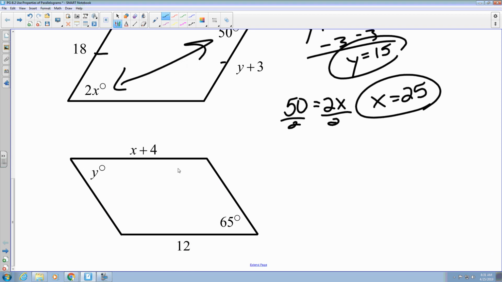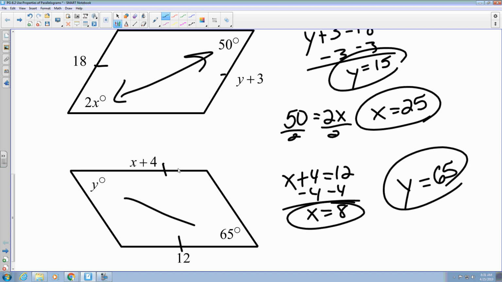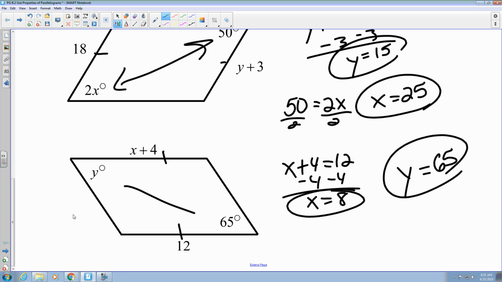Look below here. Same thing. These two side lengths will be congruent. We can say that x plus 4 equals 12. Subtracting 4 from both sides, x is 8. These two are congruent. There's no algebra that has to be made to solve it. X is also going to be 65.